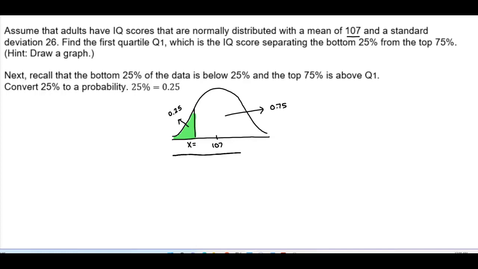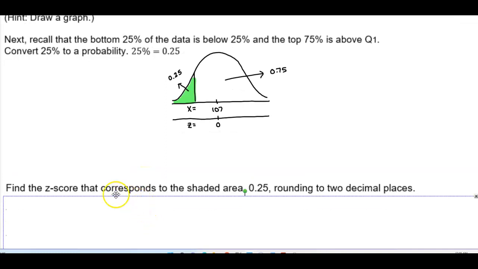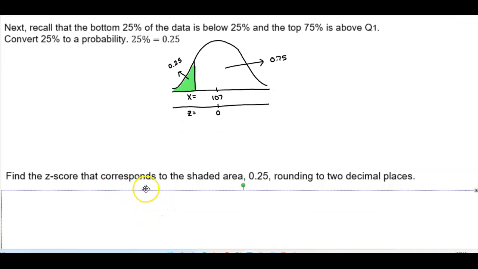So what we want to do first is find the z-score. To find a z-score, we know our mean is going to be 0, and we want to look for the z-score first to then find the value of x. So we need to find what z-score is going to have the area to the left that represents 0.25.